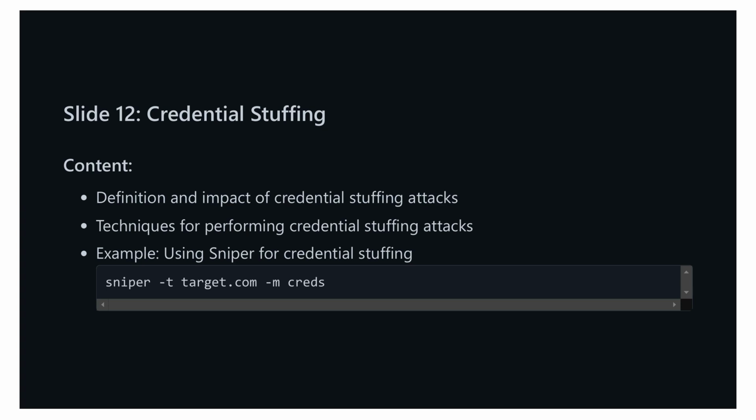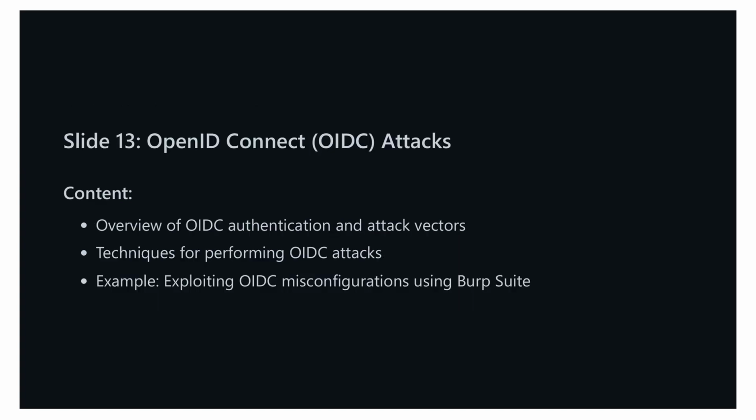In the next slide, we'll explore OpenID Connect, OIDC attacks, examining the attack vectors and techniques used to exploit weaknesses in OIDC implementations. Now, moving on to OpenID Connect, OIDC attacks. In this slide, we'll delve into the intricacies of OIDC authentication and the various vectors through which attacks can be conducted. OpenID Connect is an identity layer on top of the OAuth 2.0 protocol.